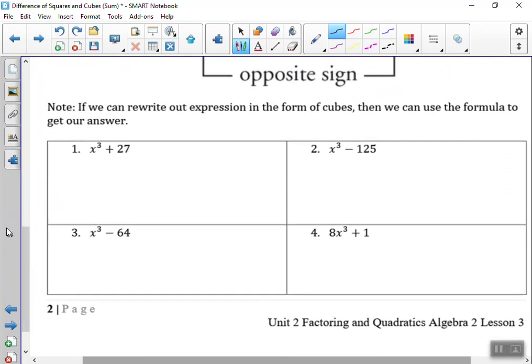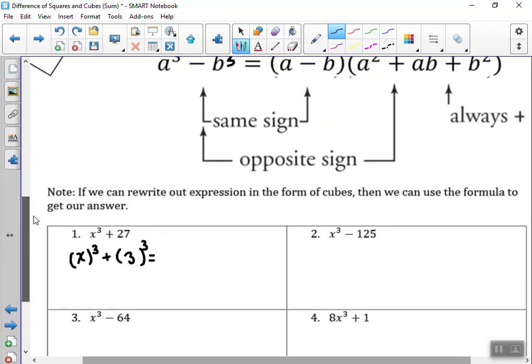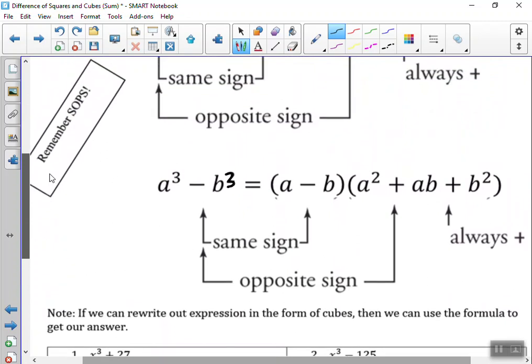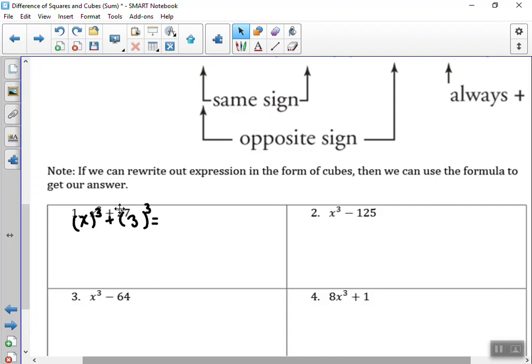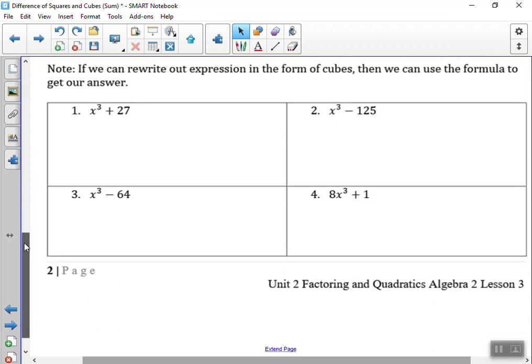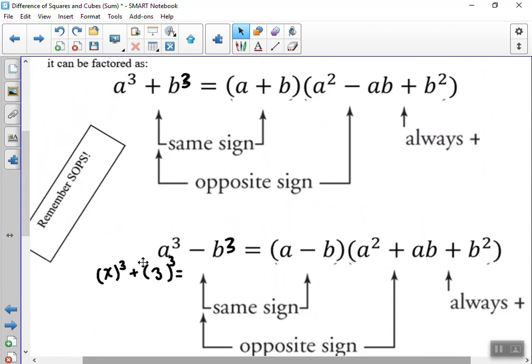All right, so let's look at this example here. We have to rewrite this as a cube. So this is already cubed. So I already have x cubed. There's nothing to do here. What about 27? What is the cube root of 27? 3. We already said that. So it's 3 cubed. So if I were to use my formula, I would choose the first one, right?